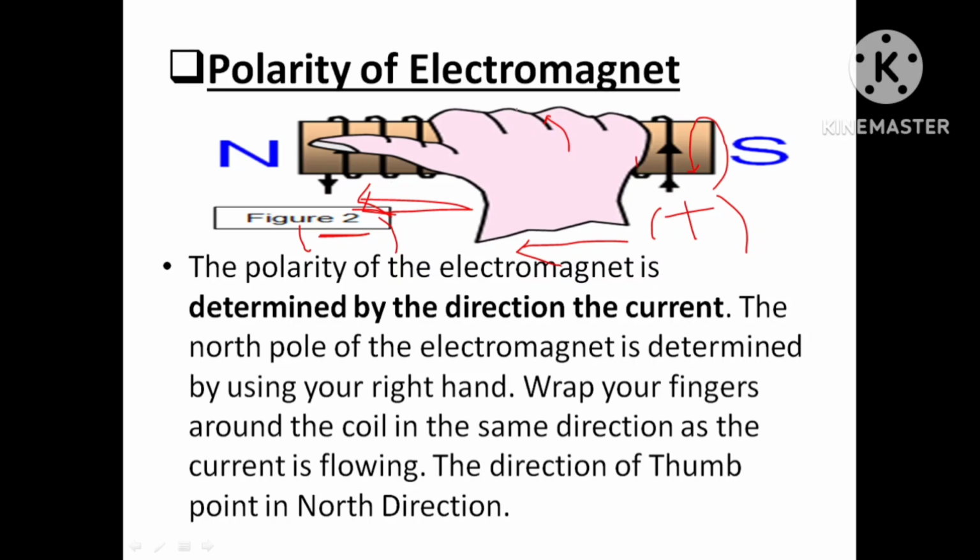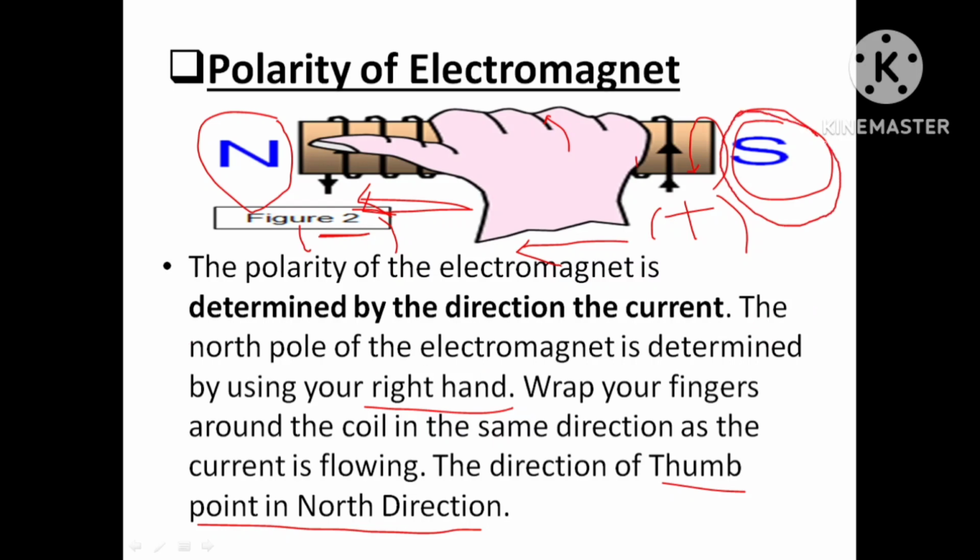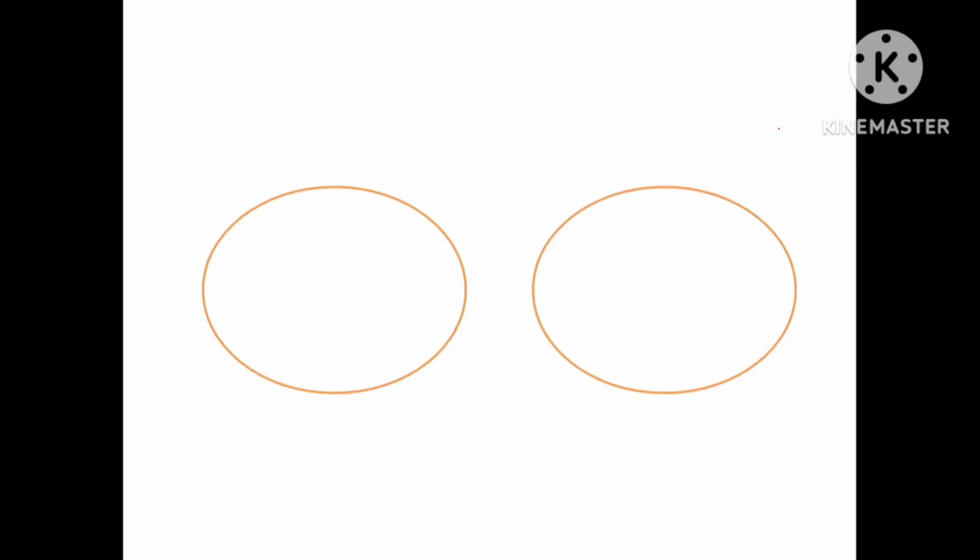From this you will get to know that where your thumb points is the north pole, and the opposite side is the south pole. The north pole of the electromagnet is determined by using your right hand: wrap your fingers around the coil in the same direction as the current is flowing. The direction of the thumb points to the north. Wherever the current is going, your thumb indicates that direction, which is the north polarity, and the opposite is the south polarity. Okay, another method I will simply explain.